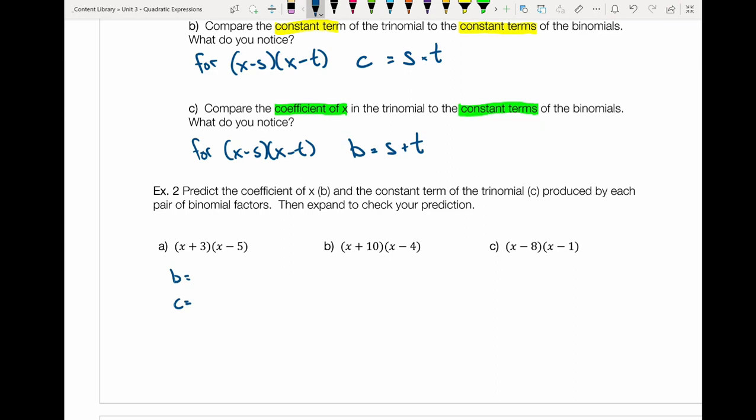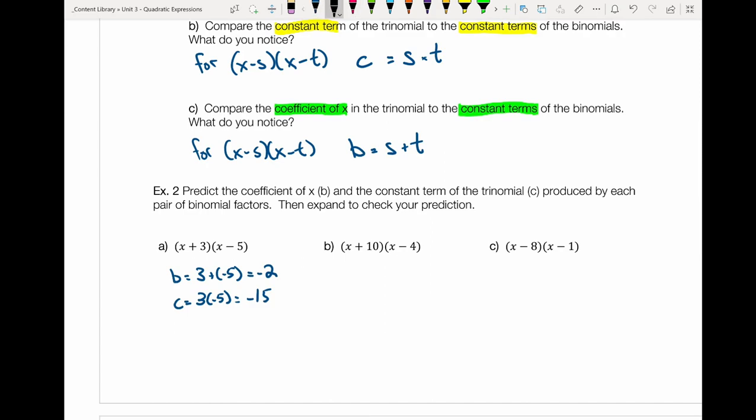So again, b is telling me that the two constants in my binomials, when I add them together, are going to equal the b value. So here, if I do 3 plus negative 5, my b value should be, in this case, negative 2. From what I've noticed before, my c value should be s times t, or the two constants multiplied. So 3 times negative 5 equals negative 15.